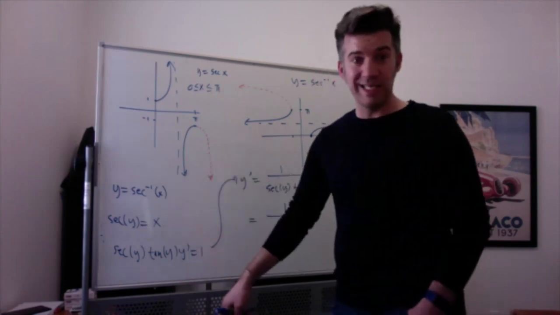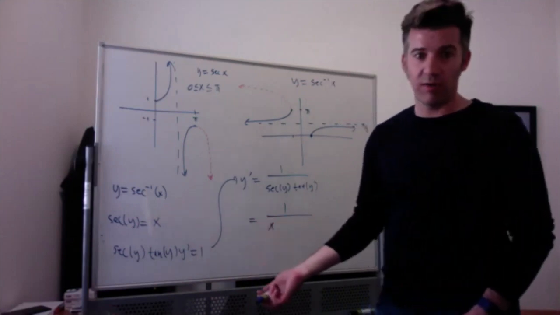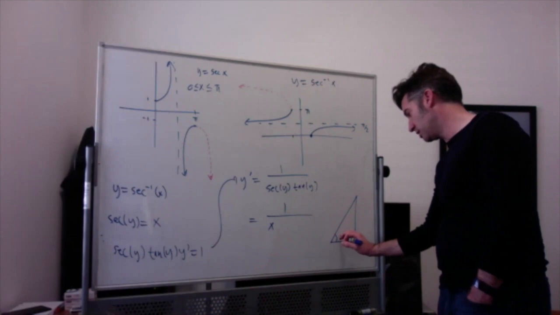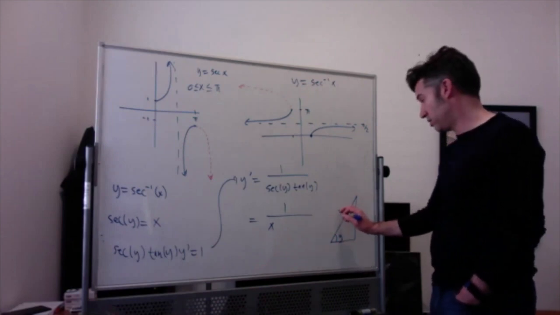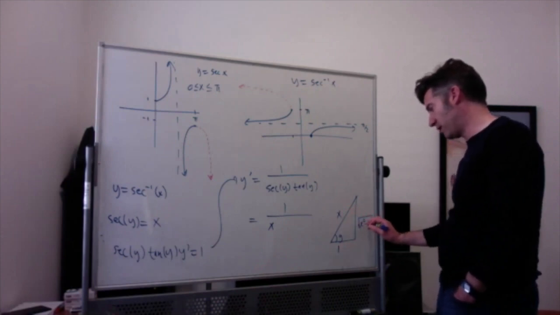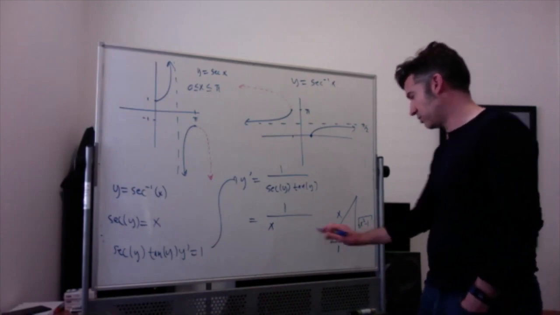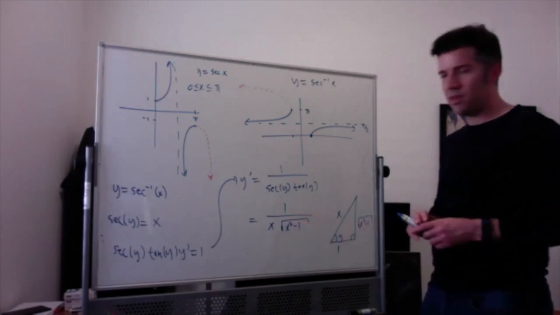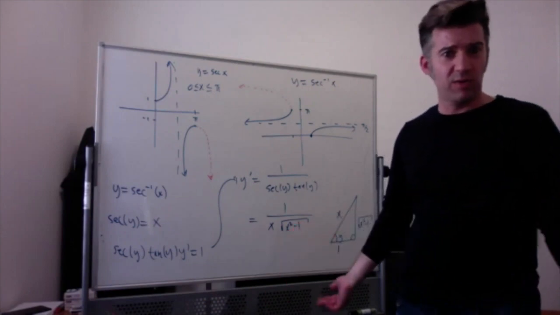Secant of y is easy. It's just x. Tangent I have to work harder for. I need a triangle. So tangent, let's see. So secant is hypotenuse over adjacent. So it's x over 1. This third side is the square root of x squared minus 1. And tangent is opposite over adjacent, which is the square root of x squared minus 1. And you would be thinking, well, this seems like it should be the answer. What's this absolute value garbage you're talking about?